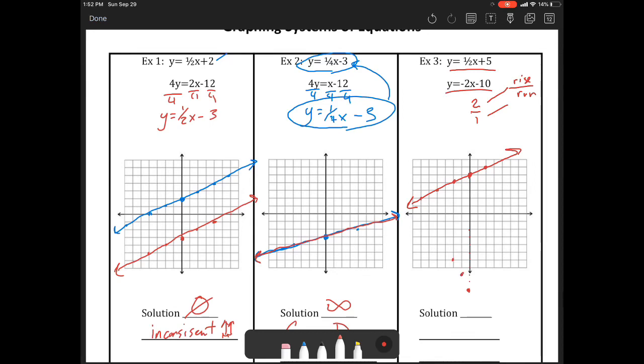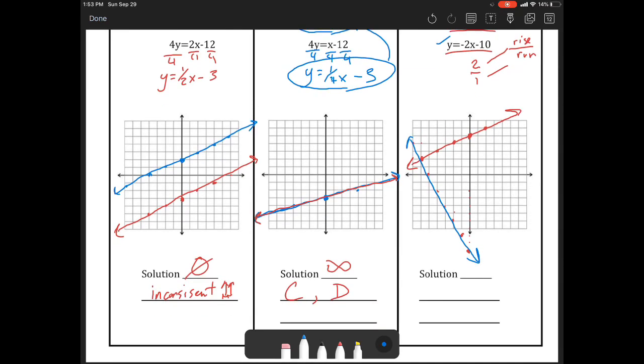2 over 1, 2 over 1, 2 over 1, 2 over 1. So that line right here, that's going to be our slope for our second equation. So we have an intersecting point, (-6, 2), which, because we have one intersecting point, is going to be consistent and independent.